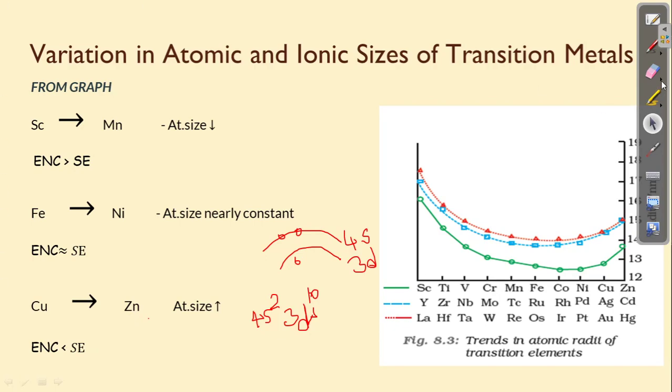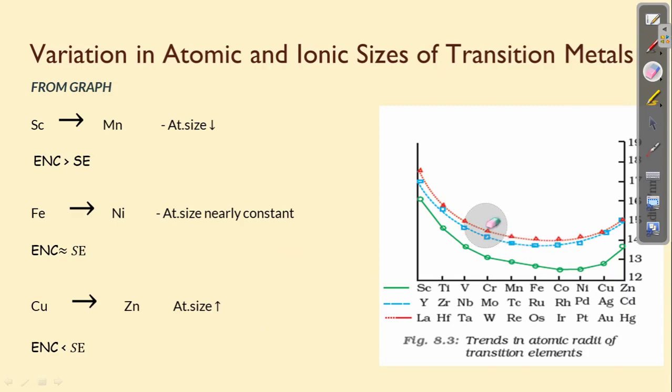Okay, so this is along the period. But when we go down the group, as we expect, the first transition series has smaller atomic radii, and then the second transition series, and then the third transition series. But if we see here, the second and the third transition series have almost the same atomic radii. So the first is lesser than the second and third, that is a regular trend.